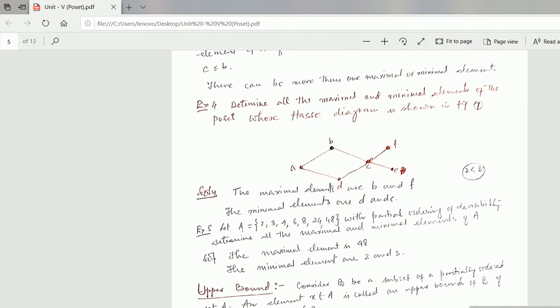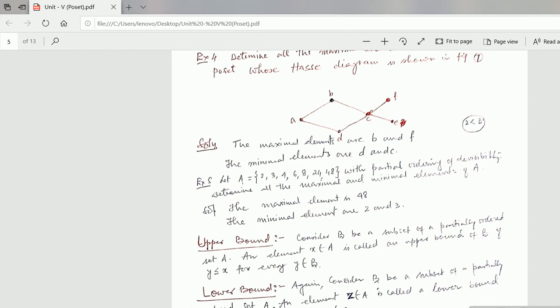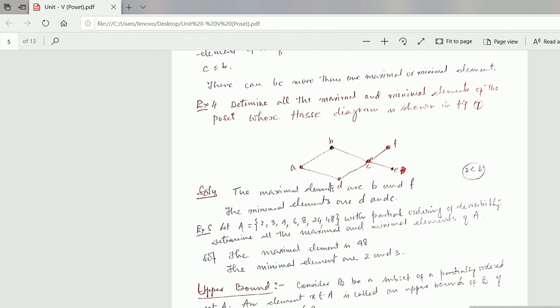See one example to understand the elements of posets, that is maximal elements and minimal elements. First example: determine all the maximal and minimal elements of the poset whose Hasse diagram is shown in figure 9. The maximal elements are B and F. The minimal elements are D and C.